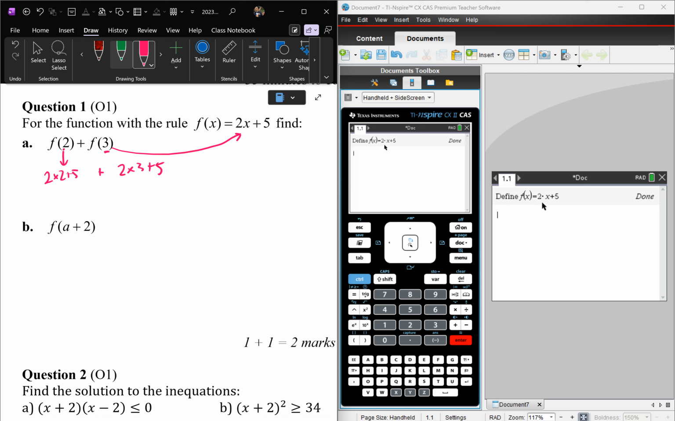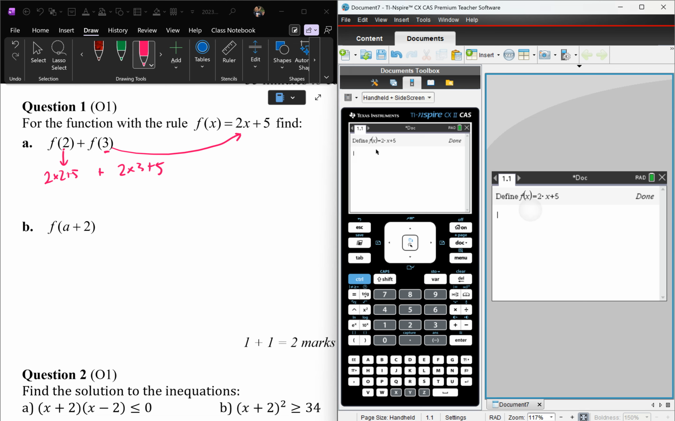Now you can do all of that manually, but you can also do it on your CAS. That's all you have to do. Type f bracket 2, that means sub 2 into the equation, plus f bracket 3, and that means sub 3 into the equation. So when I press enter, it gives me 20. But again, you can calculate that manually as well.